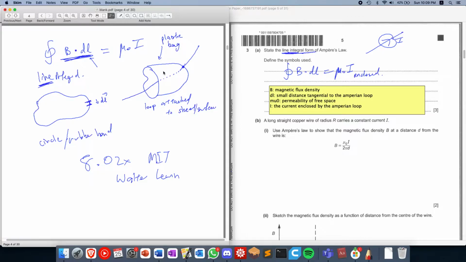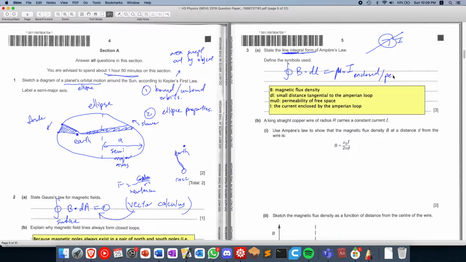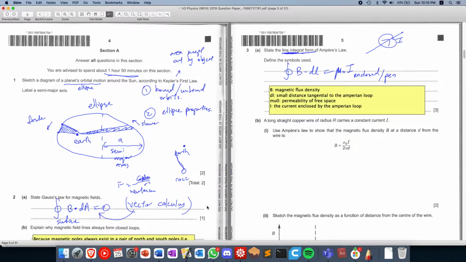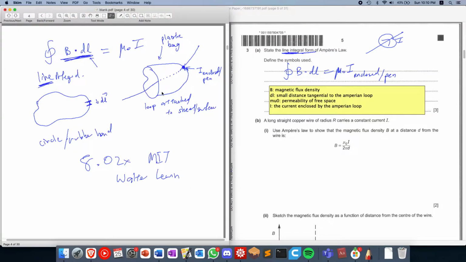So you have a plastic bag, and then you have a wire poking through the plastic bag. You realize that no matter how you twist the wire, you always have to penetrate through some point. And this, if you count the current, is called I enclosed, or another better phrase for it is I penetrate. It's the current that's penetrating through the Amperean loop attached to the surface. So essentially that is it.